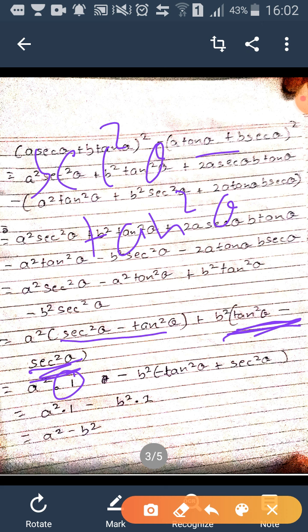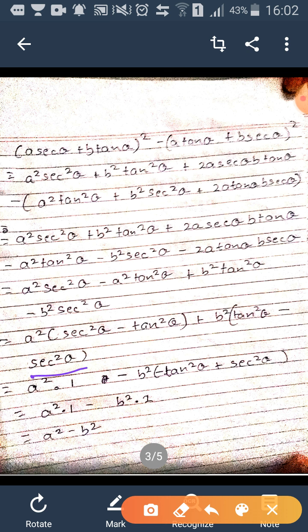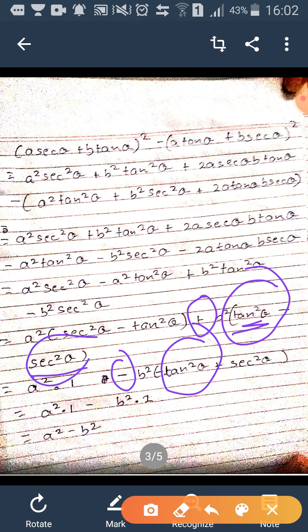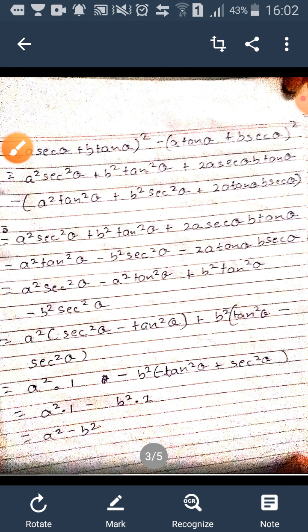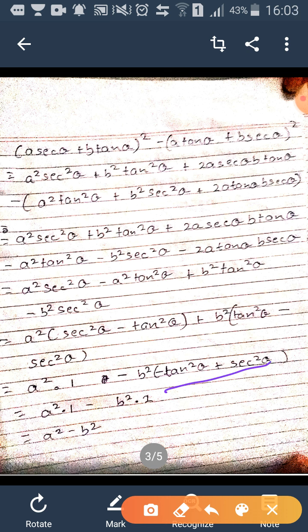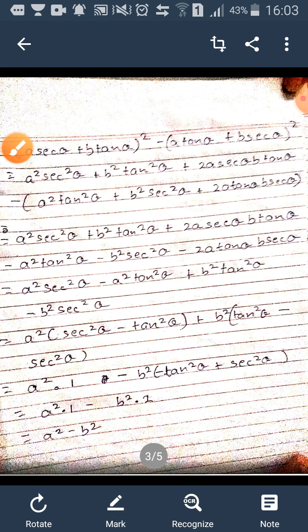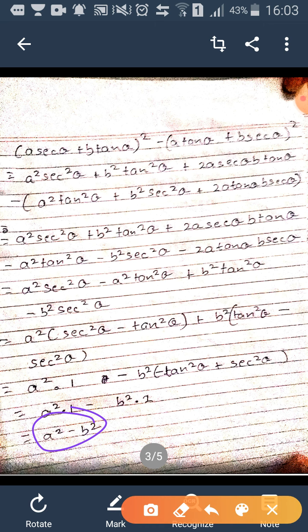Yes. So now what will you do? You will have to change the signs. This sec square theta needs a positive sign and this tan square theta needs a negative sign. So what did I do? I changed the signs. This sign I changed it to minus. Yes. That's why plus tan square theta will now become minus tan square theta, and that's why minus sec square theta becomes plus sec square theta. Okay, so now this thing can be written as 1. Yes, so I have written 1 over here, and the final answer is a square minus b square.